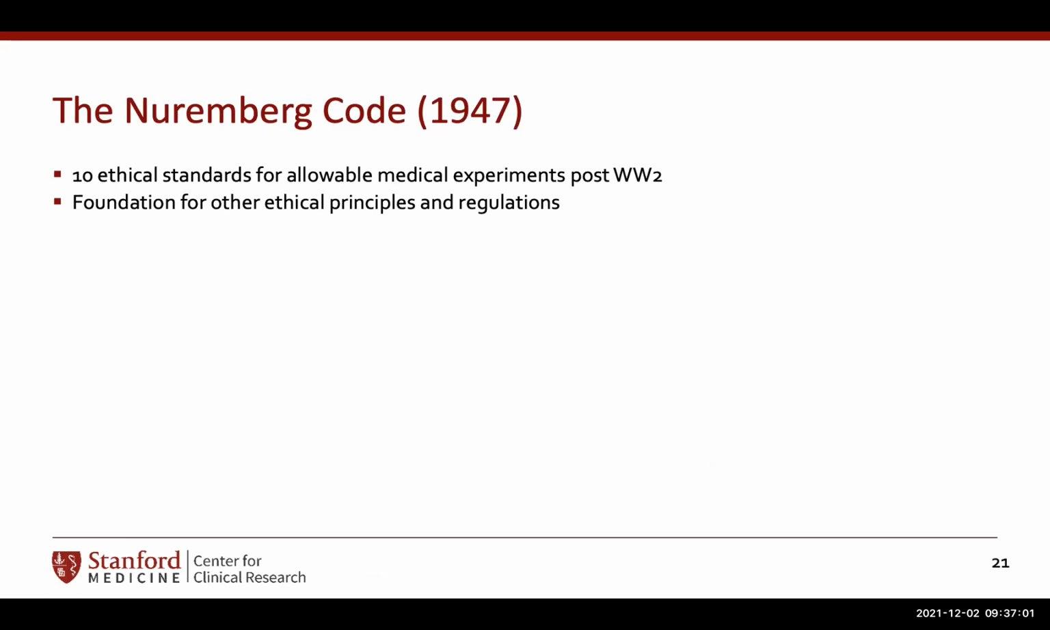So again, the Nuremberg Code was written in 1947. These were 10 ethical standards for allowable medical experiments post-World War II. And again, this was really the first document that had ever been created for human subjects research. It is one of the cornerstone and foundation documents for other ethical principles and regulations. And we're going to go over them now. So the first one is that voluntary informed consent of human subjects is essential.